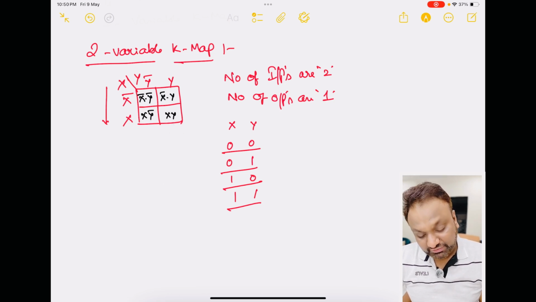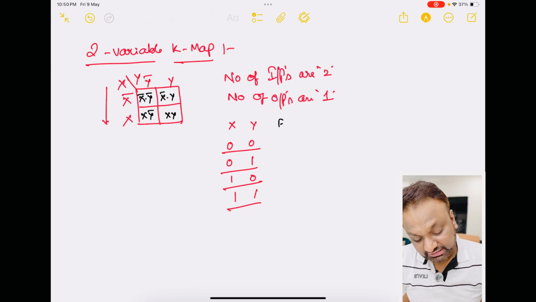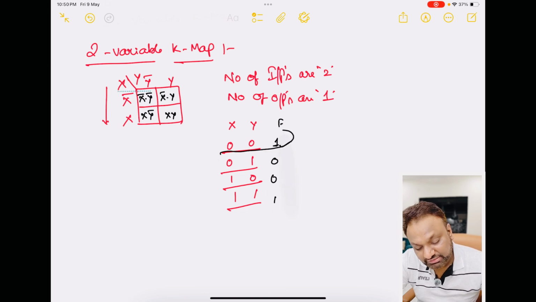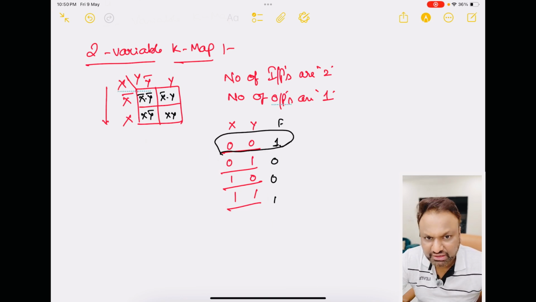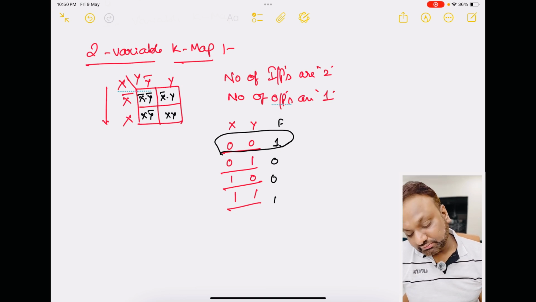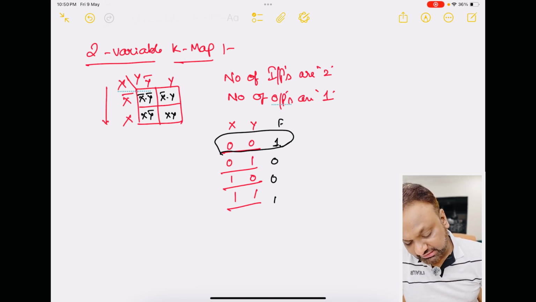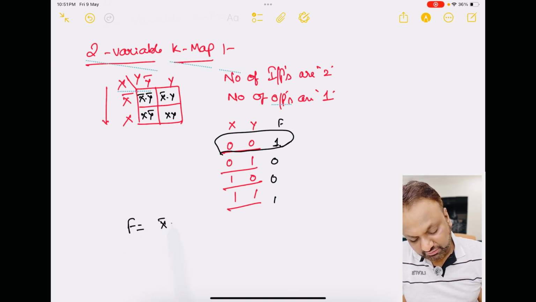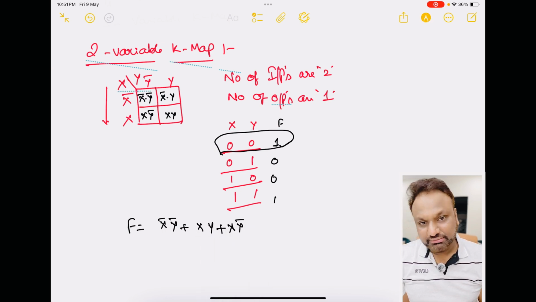Whatever the output f is equal to, let us say I will have 1 here, 0, 0, 1 here, like this. Wherever you have a 1, for example if I have x bar y bar, that means I will put a 1 there. Now for suppose f is equal to x bar y bar plus x y plus x y bar, let us say we have to minimize it.